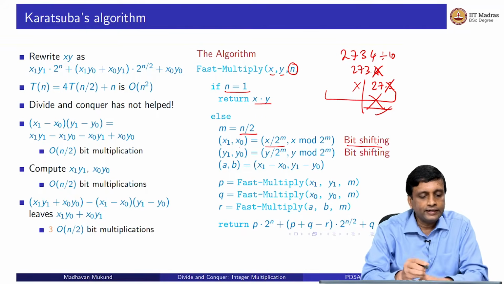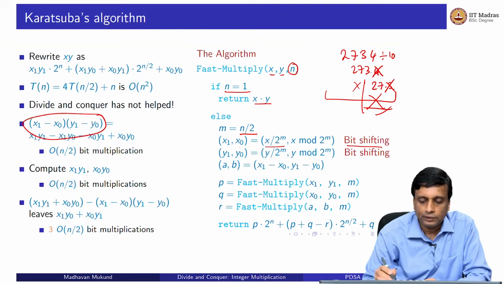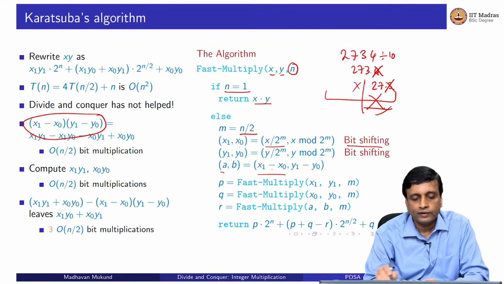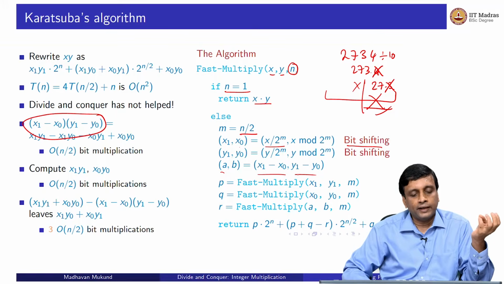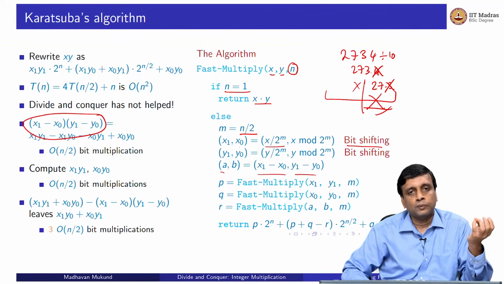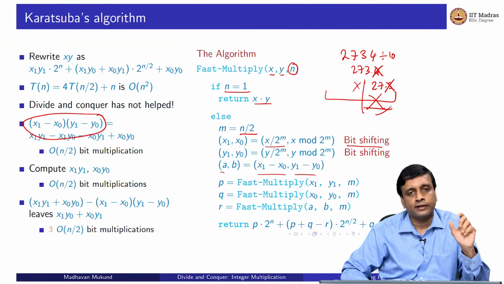And then finally, I need to create this intermediate quantity which I want to multiply. So, I will just set A to be the left hand side of that and B to be the right hand side of that. So, I need to multiply x1 and y1, I need to multiply x0 and y0, and I need to multiply this subtraction x1 minus x0 by y1 minus y0. So, now I have set up all the things that I need. So, now I do my 3 recursive multiplications.